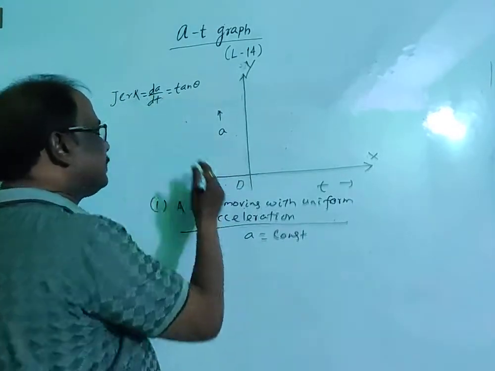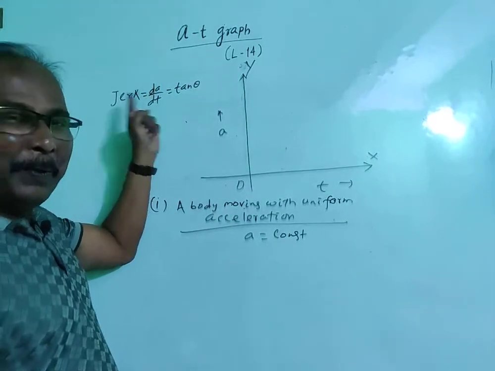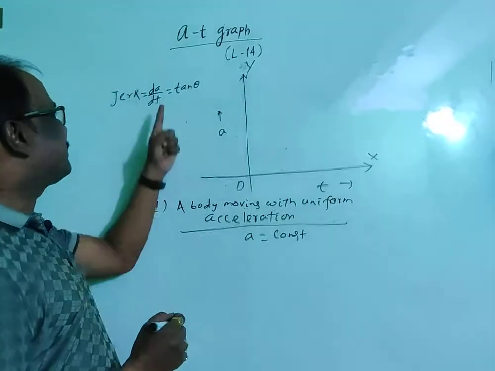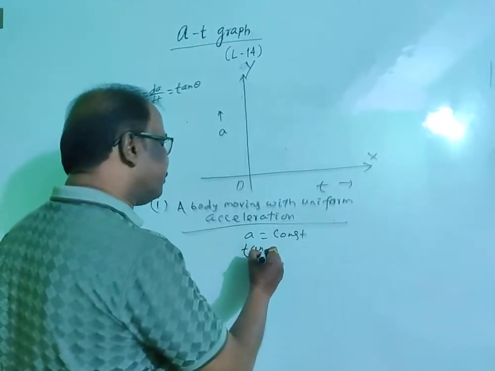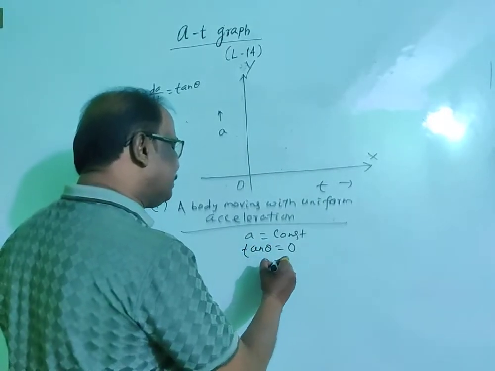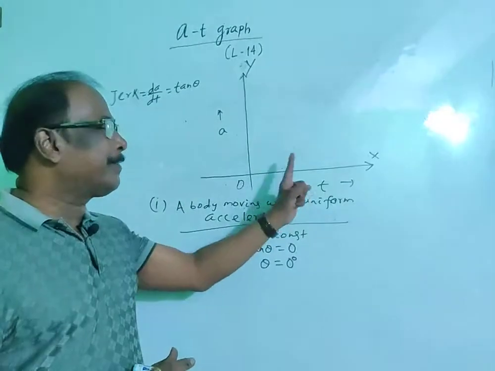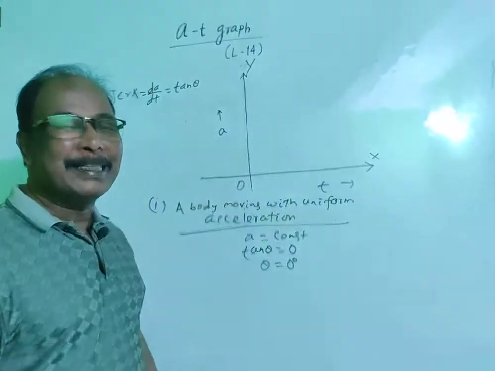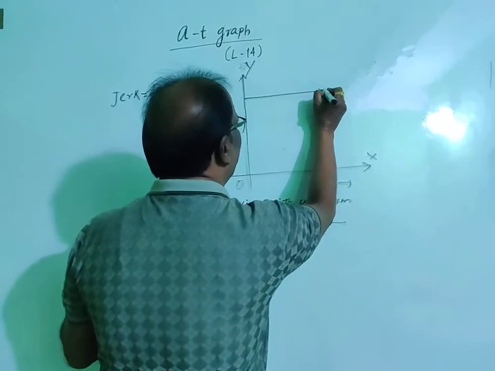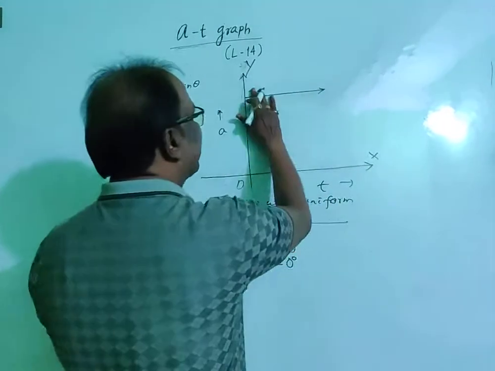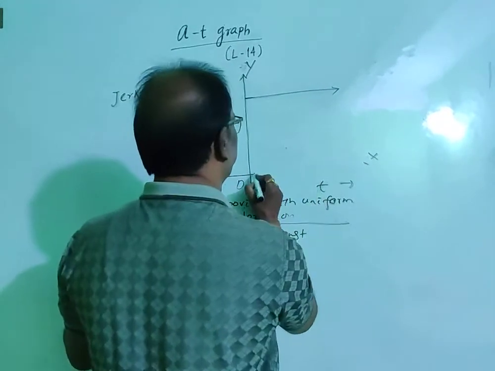Acceleration is constant means the slope of the graph, tan theta, which is equal to dA by dt. If the acceleration is constant, then the change in acceleration is 0, meaning tan theta is 0. If tan theta is 0, then theta is 0 degree. What is theta? Theta is the angle made by the graph with the time axis, as we have discussed in the previous lecture. Then here theta is 0, so the graph will be a straight line parallel to the time axis.